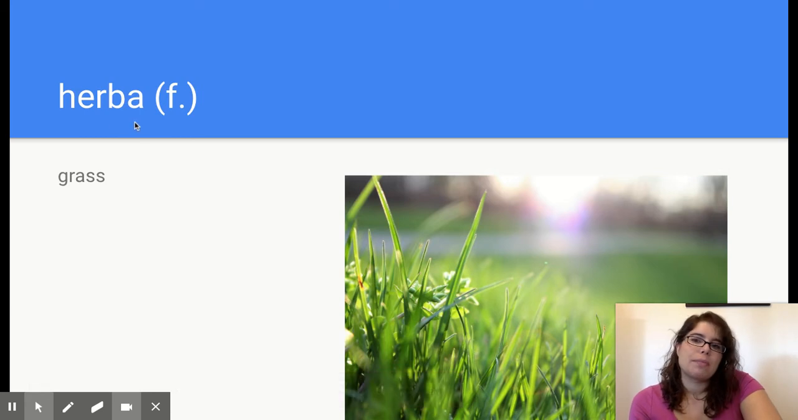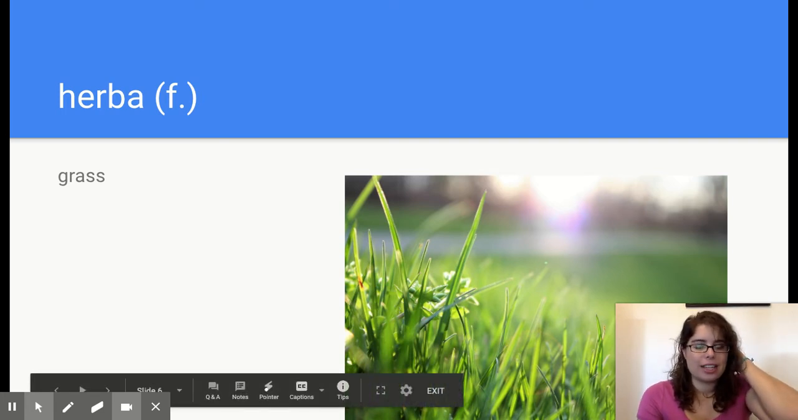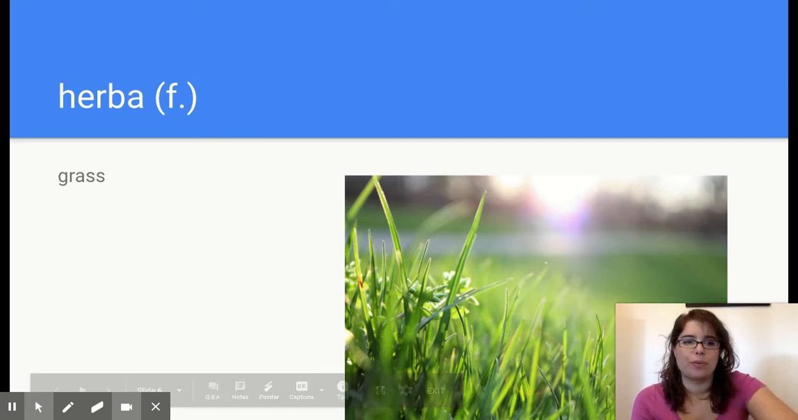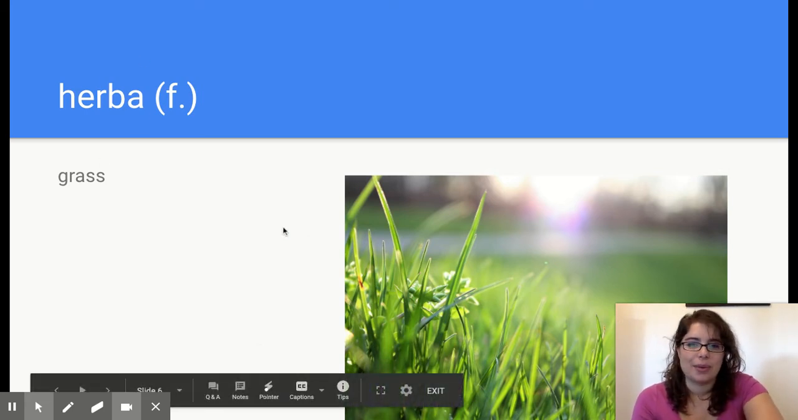And this is kind of a weird one because you typically see this in the singular, even though grass kind of is a plural, like there's lots of blades of grass. But we typically talk about grass more in a singular form, even though we know it's referring to more plural grasses. So that's kind of an interesting one grammatically there.